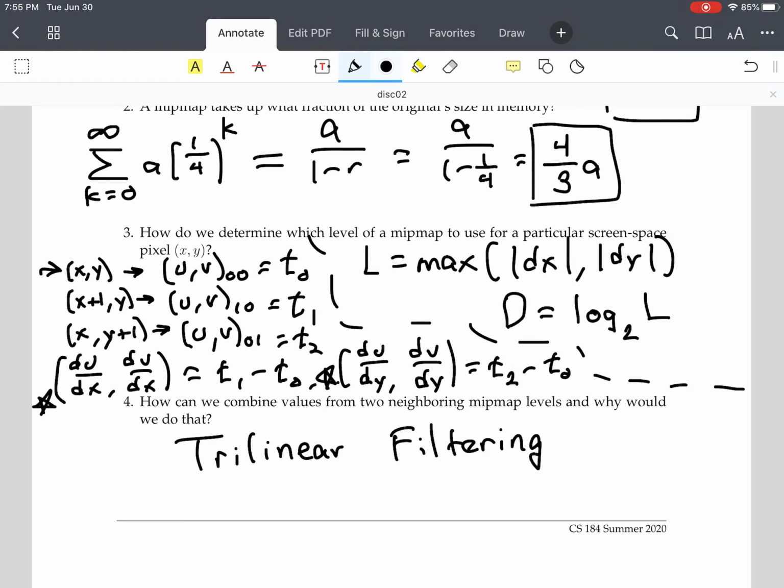Okay, and the reason we want to do this is because otherwise, if two different pixels use different mipmap levels, it can look kind of abrupt. And so we instead do this to make the transition smoother and make our pictures look a little nicer.